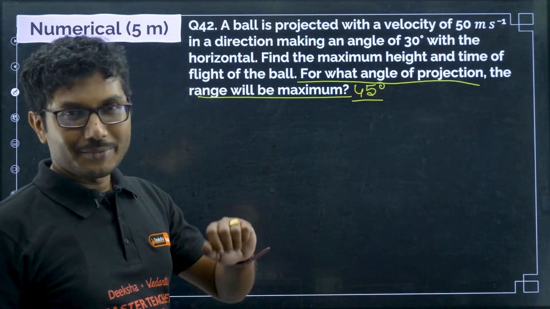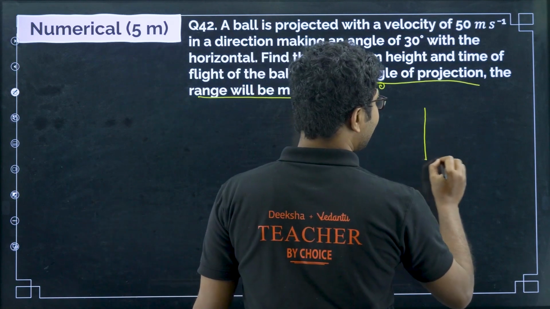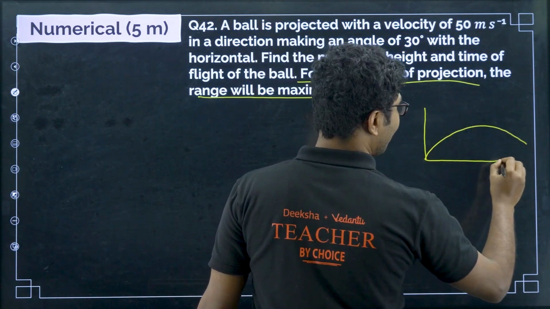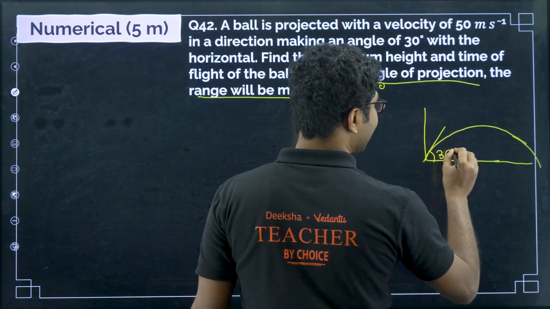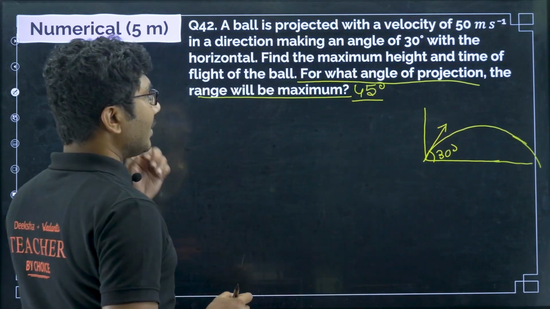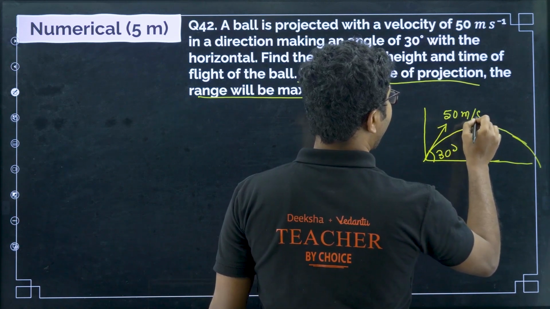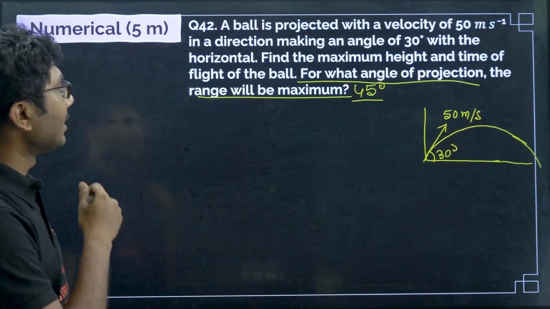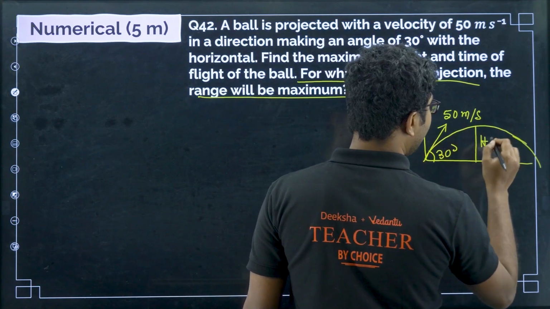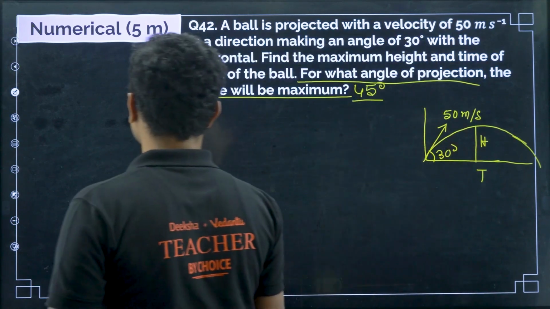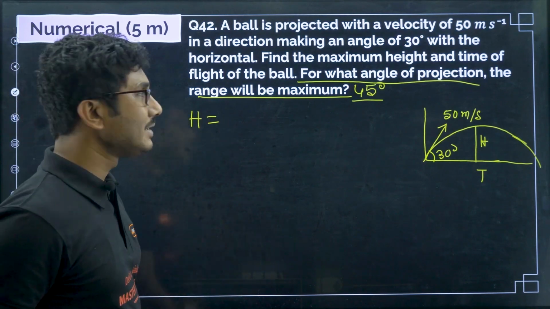But in the exam you have to maintain the order. The first question is that we are projecting a projectile at an angle of 30 degrees. Speed is 50 meter per second. Then we have to find the maximum height and time of flight. So, what is the formula for H? You have to remember the formula. If you remember the formula, it is very easy to know.